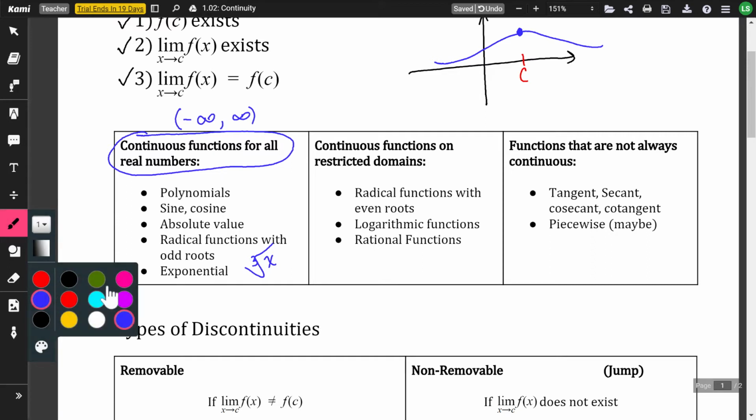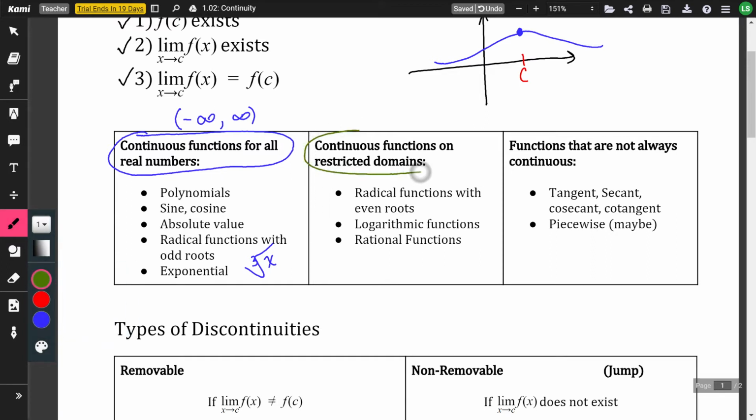There are going to be a couple of functions that are continuous on restricted domains. So this just means that their domains do not exist from negative infinity to positive infinity, but maybe their domain is just one interval or maybe broken up into two or three intervals. So these include your radical functions with even roots, for example, the square root of x, your logarithmic functions, and your rational functions. Your rational functions will have some vertical asymptotes, but there'll be a limited number of vertical asymptotes, and that's what might split it up into a few different intervals.